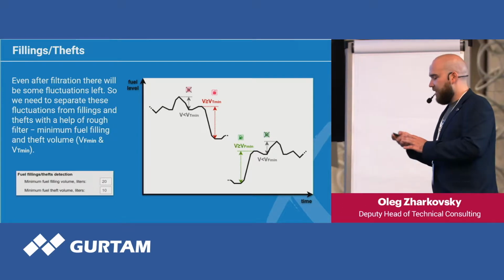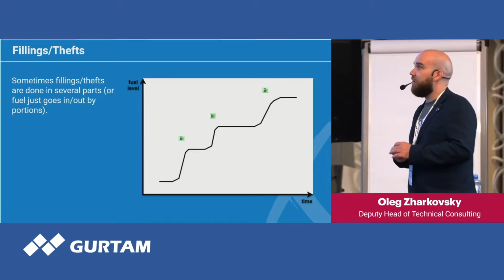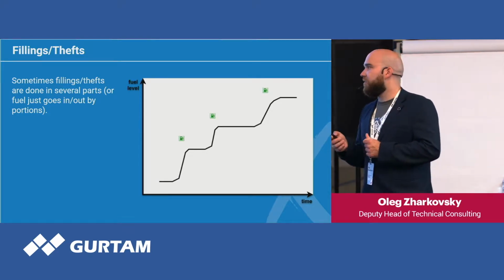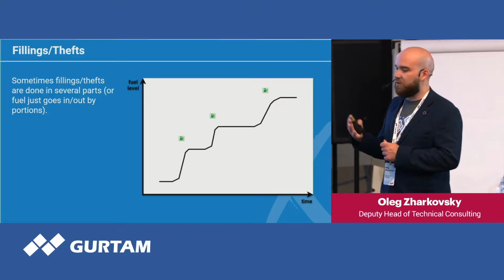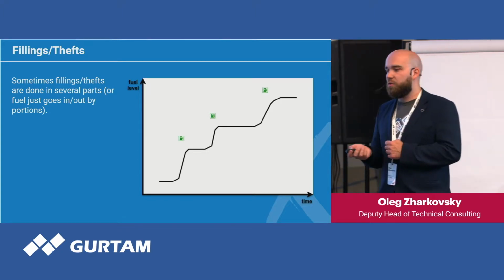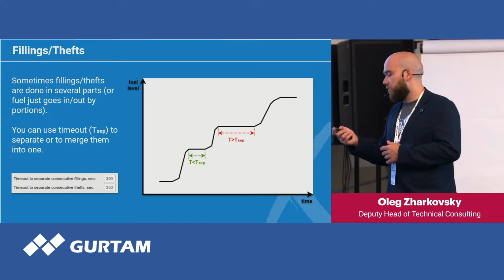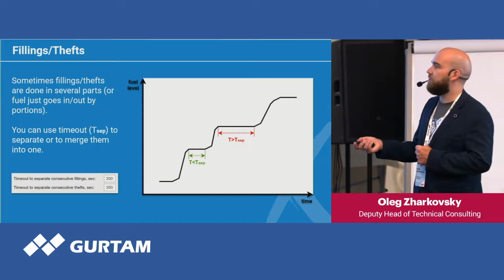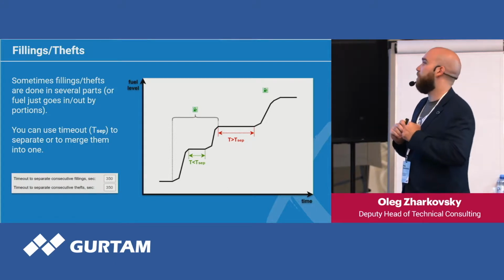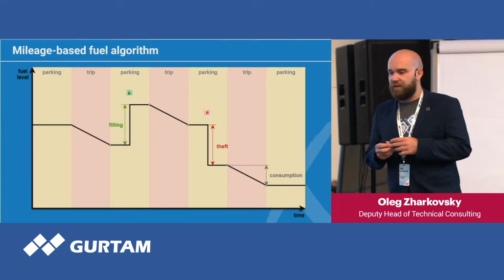This is how it works, and one more option connected with the fill-ins and sefts. Sometimes the fill-ins are done in several parts, so it is not necessary to see these different parts in a report. You can just use the timeout to merge them or separate them. If the time difference between these two fill-ins is smaller than the timeout, then they will be just merged into one. So this is how the fill-in and seft controls work.